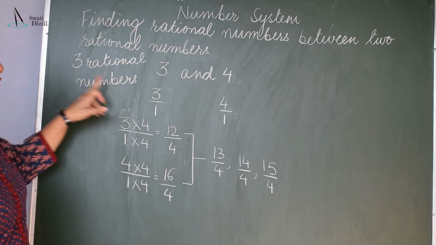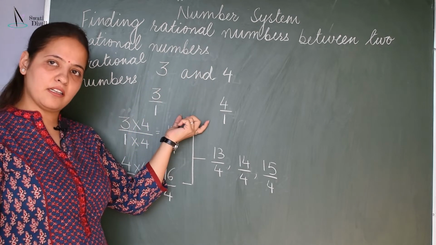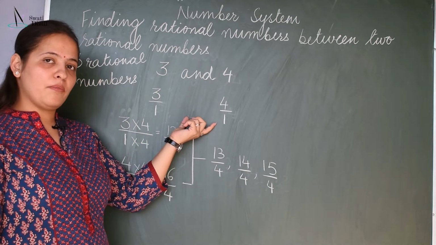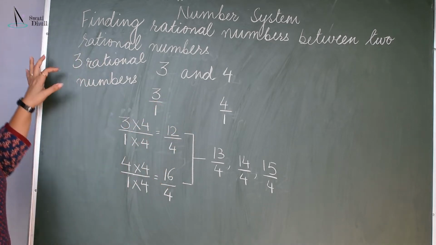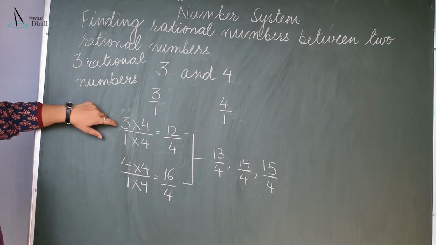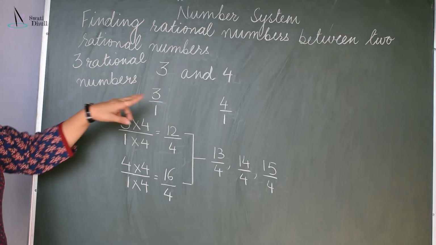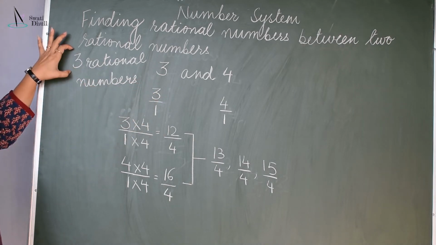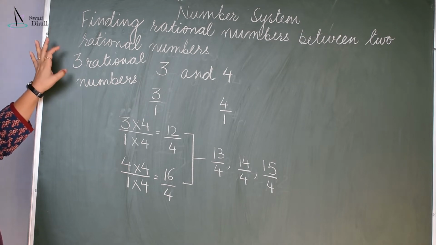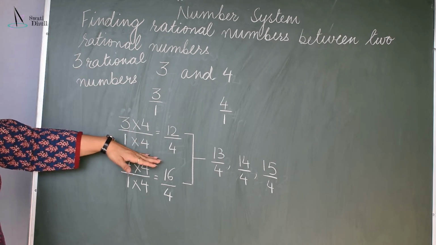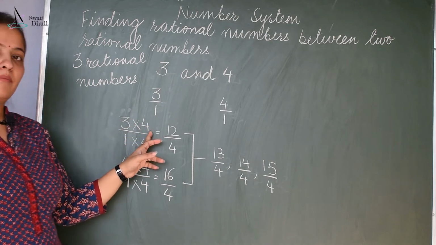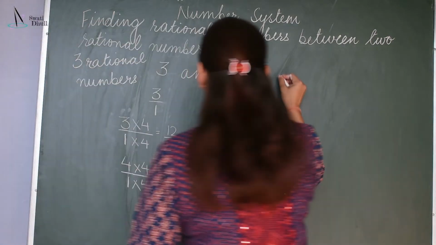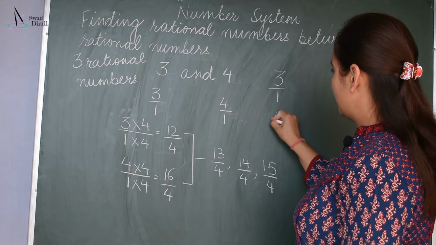So what I need to do is first see that the denominator must be the same. If the denominator is the same, I have to multiply these two rational numbers by a number which is greater than 3. How many rational numbers do you need to find? Three. So you have to multiply by a number greater than 3. You can multiply by 5 also. Let's see, 3 by 1 and 4 by 1.